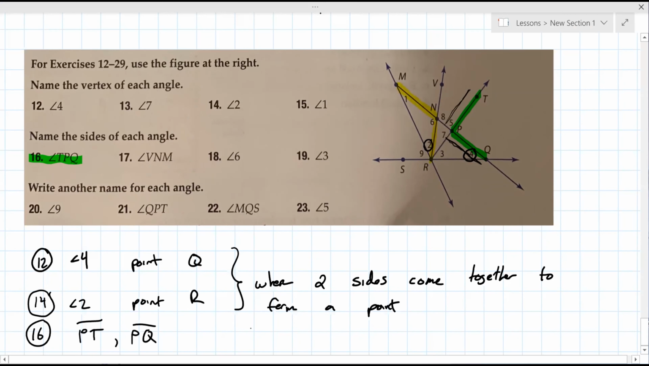So what I'm seeing for number 18 is that angle 6 has sides N to M. Usually you start at the vertex and go out, and then NR with a single line. These are line segments, actually, is the correct reference to them.